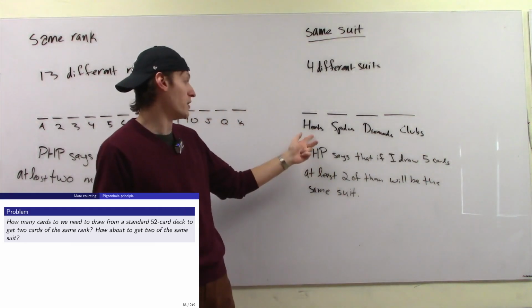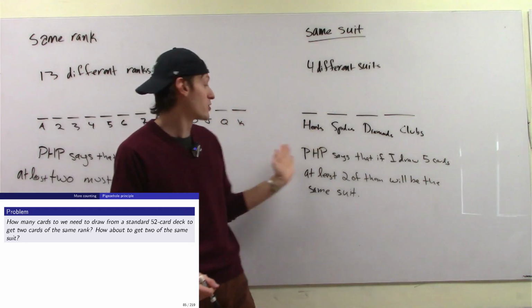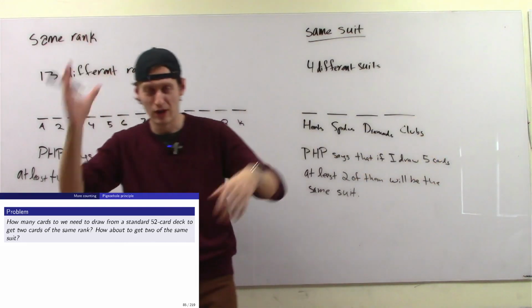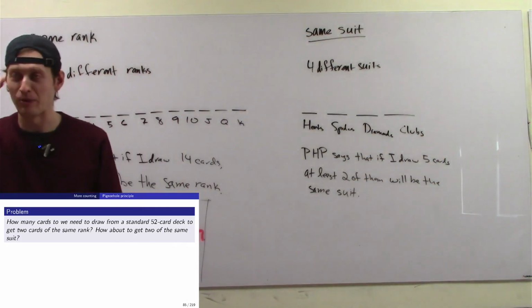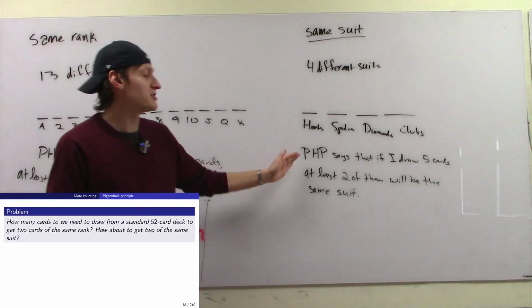You could draw the ace of hearts and the 2 of hearts. You could draw all 5 of the same suit. That's possible. It would be a flush, and we know how probable that is. Yeah, so this is more a statement of guarantee.